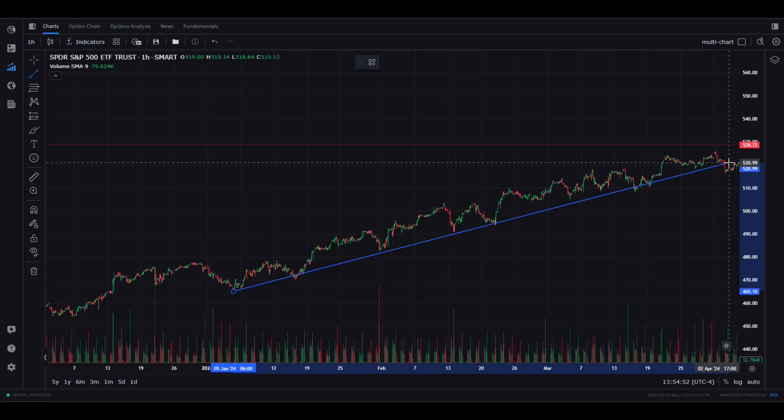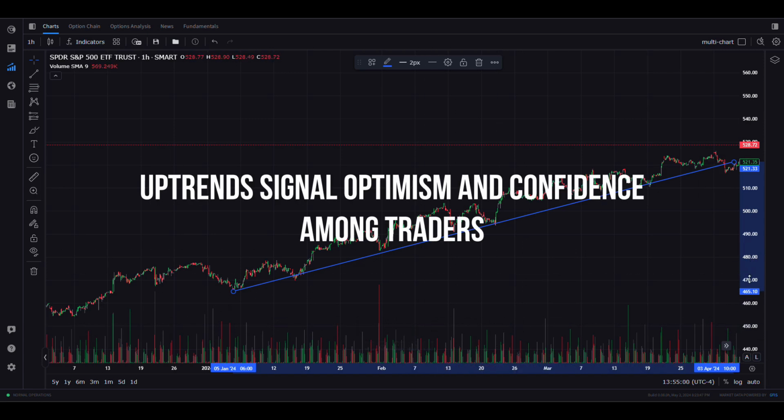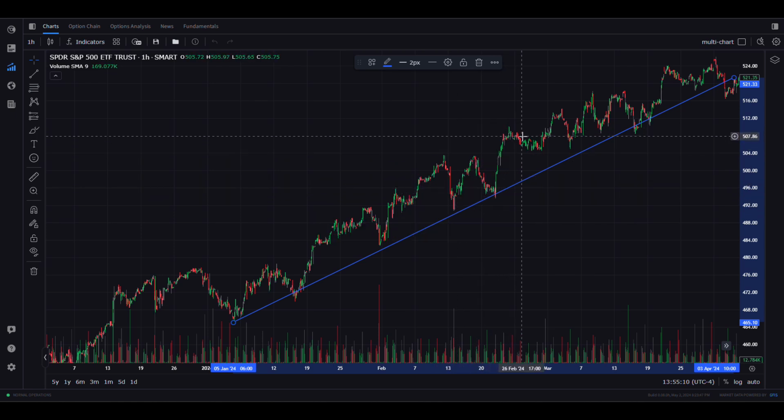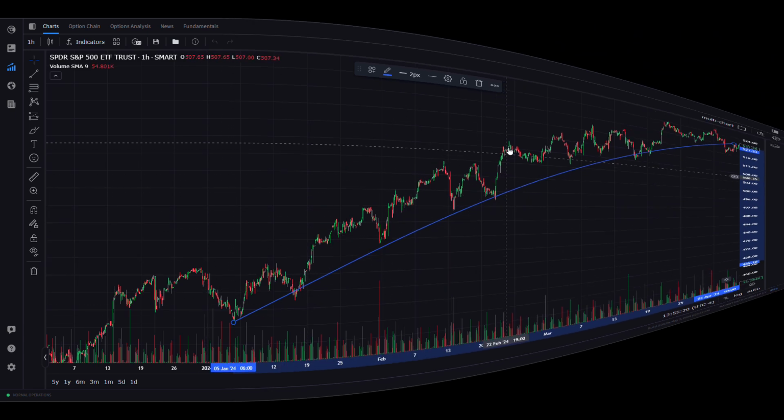This shows us that even when the market takes a breather, buyers are still there, supporting the price and keeping the momentum going. Uptrends are exciting because they signal optimism and confidence among traders. It's like everyone's cheering for the same team, expecting the price to keep climbing. And as traders, we love to ride that wave, buying in and riding the trend upwards. Recognizing an uptrend is key because it helps us make smart decisions about when to jump in and join the party.